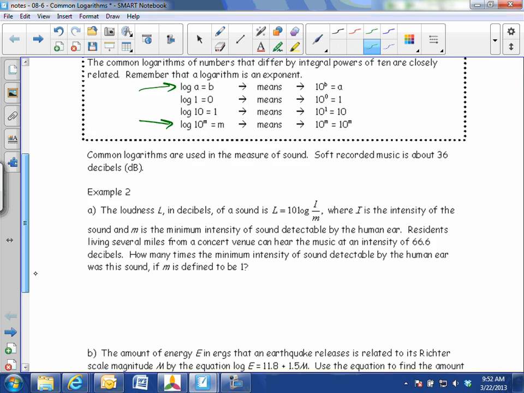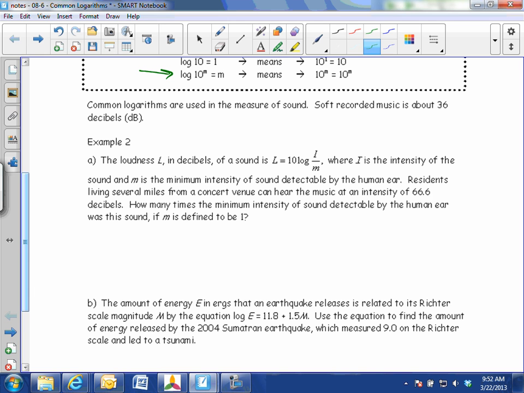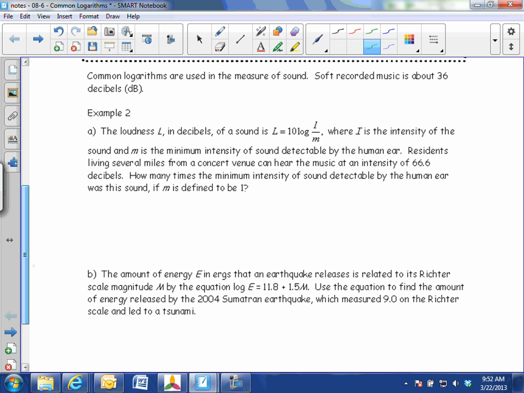Okay. Common logarithms are used in measurement of sound. Soft recorded music is about 36 decibels. What's soft? Like nice, not like Ozzy. Yeah, like elevator music. Yeah.